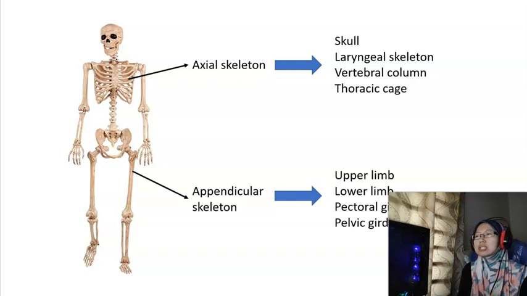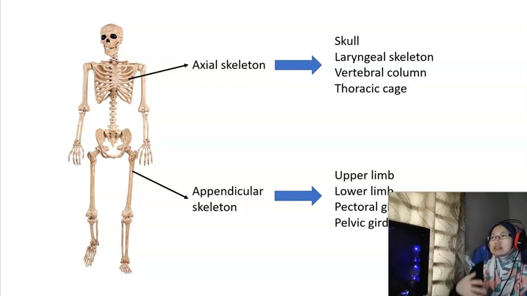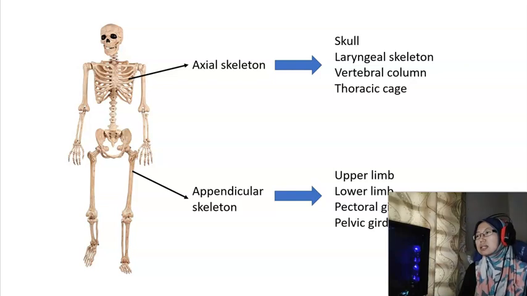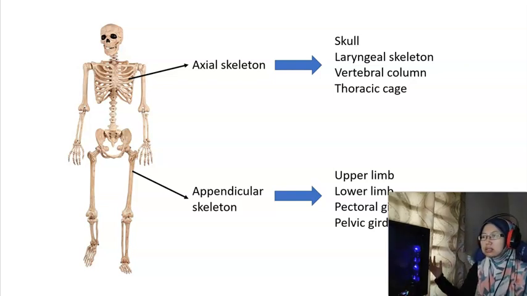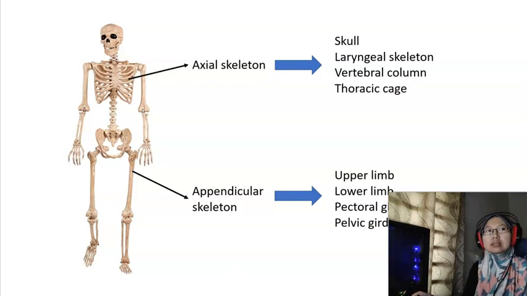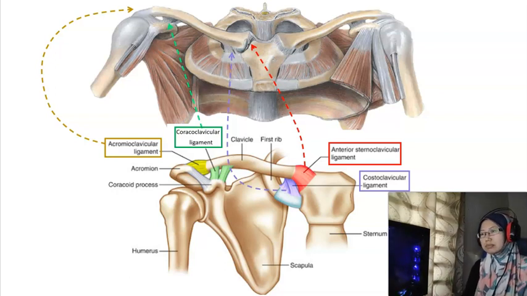Before we move on to the main topic, let me just brief you. Maybe some of you already know this, but just to be sure, we have axial skeleton, which consists of the central bone, your skull, thoracic, spine. And your appendicular skeleton, which are your upper limb, lower limb, pectoral girdle, and pelvic girdle.